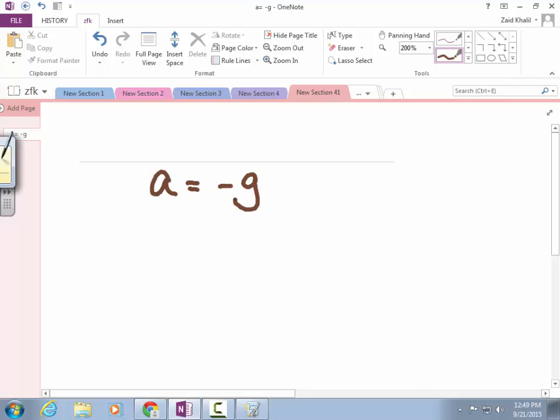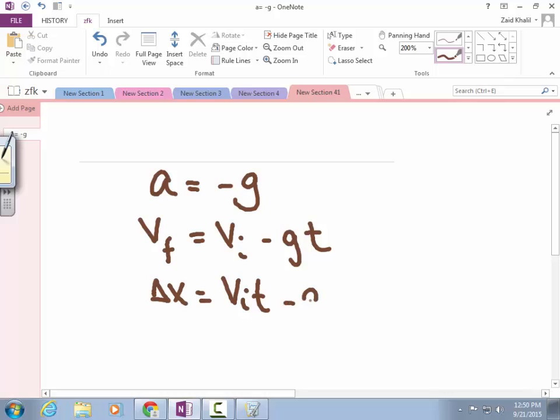So for instance, if we're looking at the velocity formula, it would be Vf equals Vi minus gt. If we're looking at the first kinematic equation, it would be delta x is equal to Vi t minus g t squared over 2. And the second kinematic, yes?